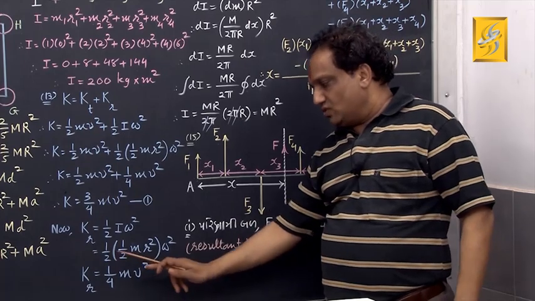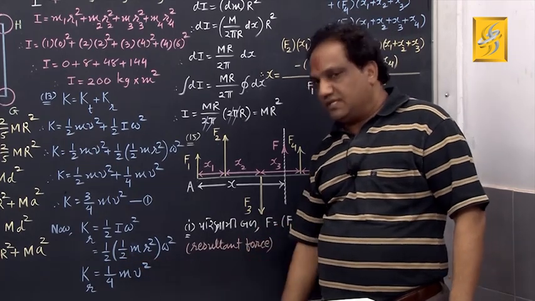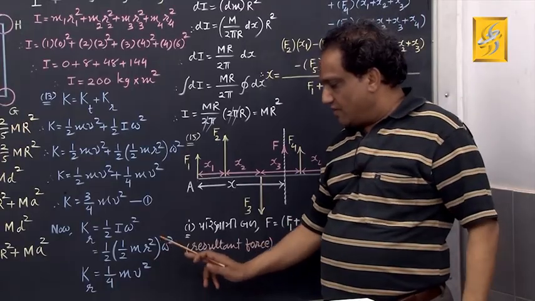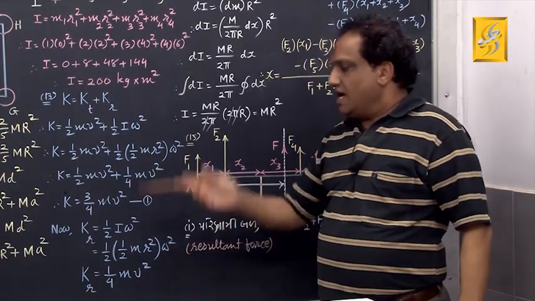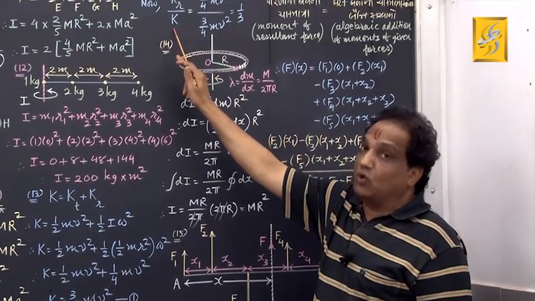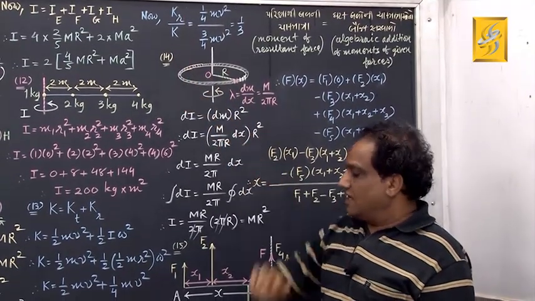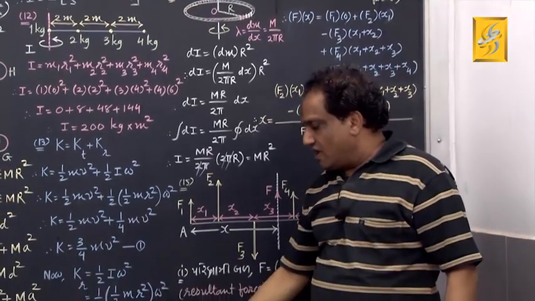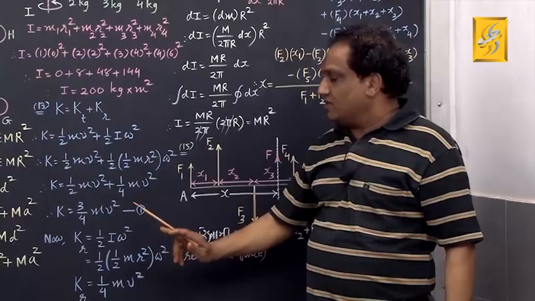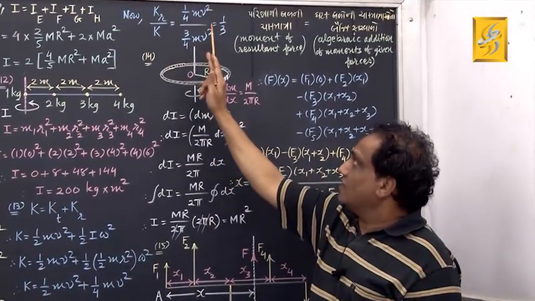And now 2 2s are 4, m as it is, don't you know, r square omega square is nothing but v square. And now they have asked a ratio of rotational kinetic energy to total kinetic energy. Rotational kinetic energy has come out to be 1 by 4 mv square here. And what about total kinetic energy? 3 by 4 mv square.